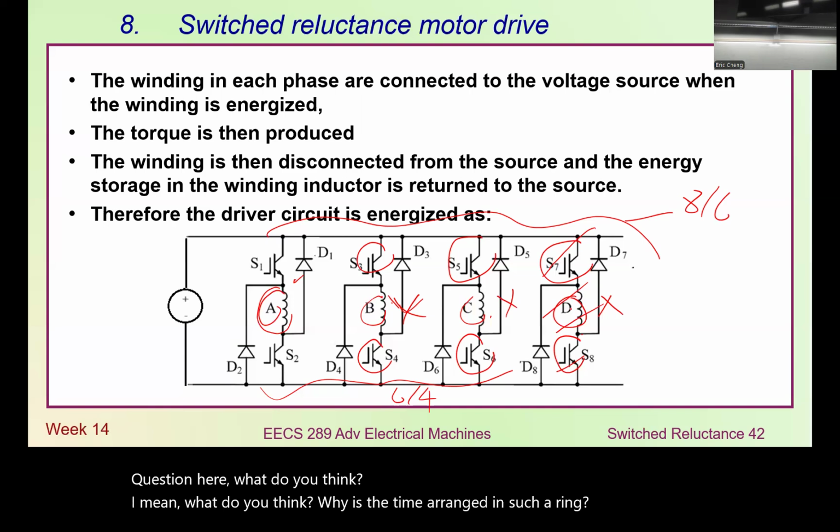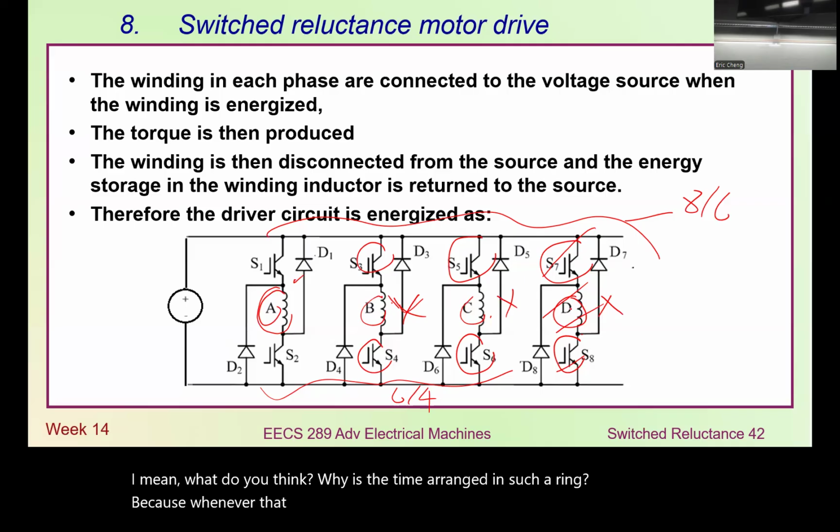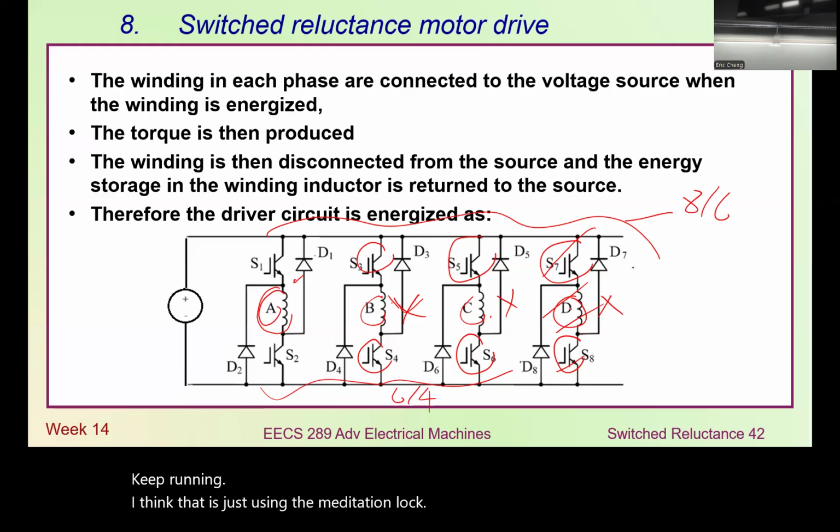Because whenever that phase is turned on, we want the current to keep running in a loop and not let any diode cut out the current. So we just keep running. I think you know the answer, but just using the orientation is not quite enough. Xiaodong, what do you think?